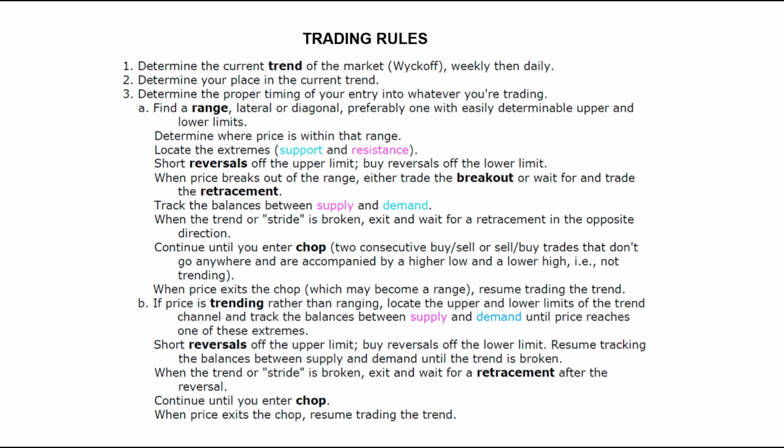If price is trending rather than ranging, locate the upper and lower limits of the trend channel and track the balances between supply and demand until price reaches one of those extremes. Short reversals off the upper limit, buy reversals off the lower limit. Resume tracking the balances between supply and demand until the trend is broken. When the trend or stride is broken, exit and wait for a retracement after the reversal. Continue until you enter chop again, and so on and so forth. When price exits the chop, resume trading the trend.